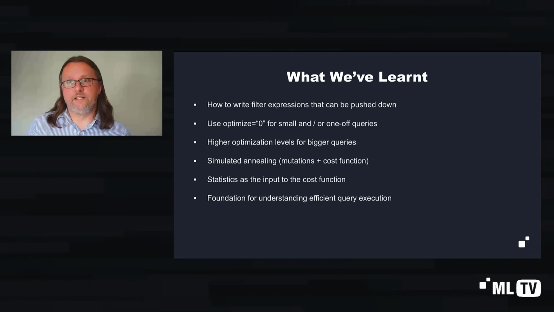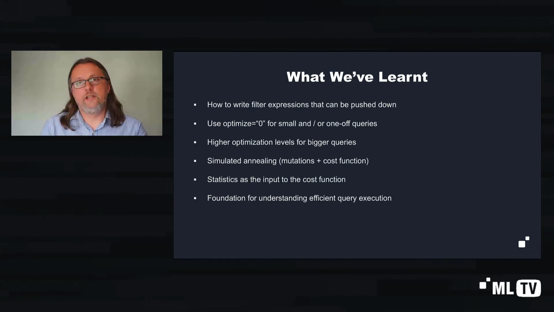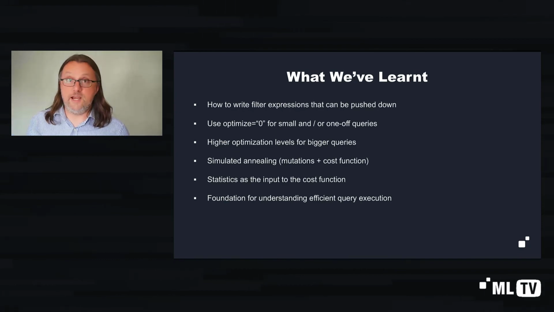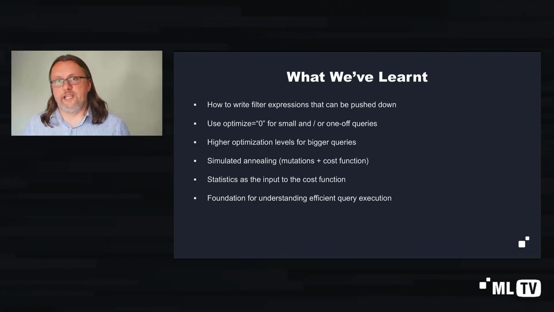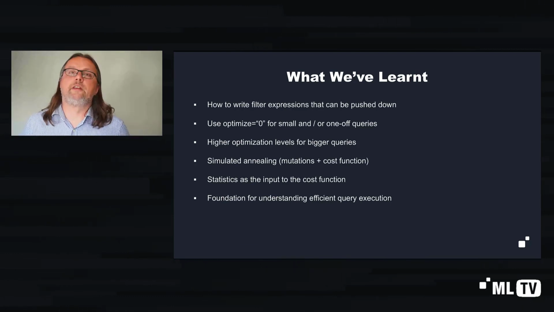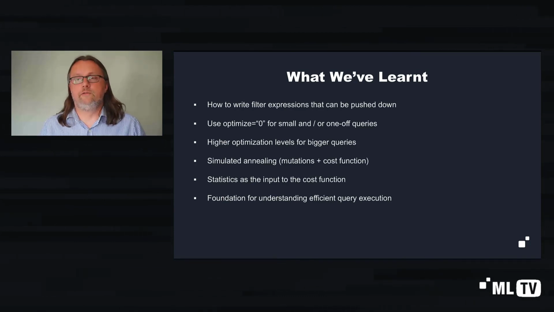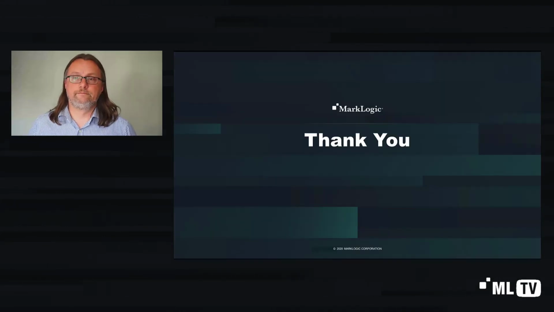We've learned about the simulated annealing algorithm and how it uses mutations and a cost function to find a better query plan. We've looked at the statistics that are the inputs to the cost function, and really that's the optimizer's view of the data. If something isn't in the statistics, then the optimizer is unlikely to make a good decision about it. And hopefully this will give us a good foundation for understanding efficient query execution. So do look up part 3 of this deep dive, which talks in much greater depth about looking for the causes of inefficiency in query execution. Thank you very much for your time.